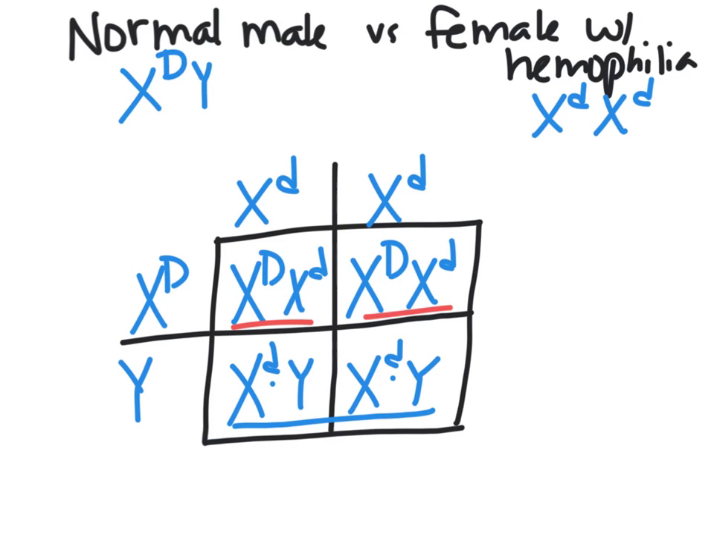So if we were to just look at our children, all females would be carriers, and all of our males would be afflicted with hemophilia.